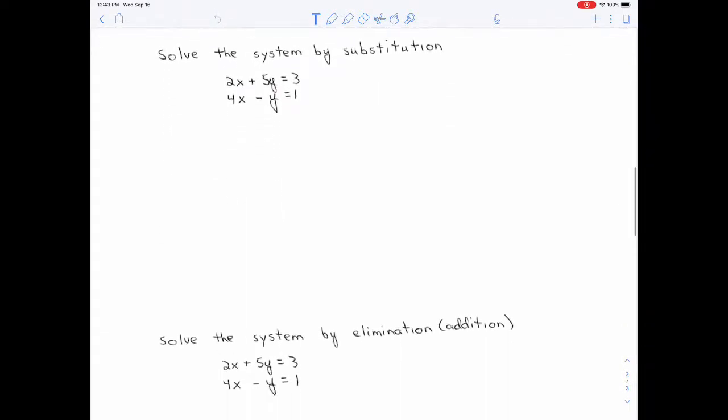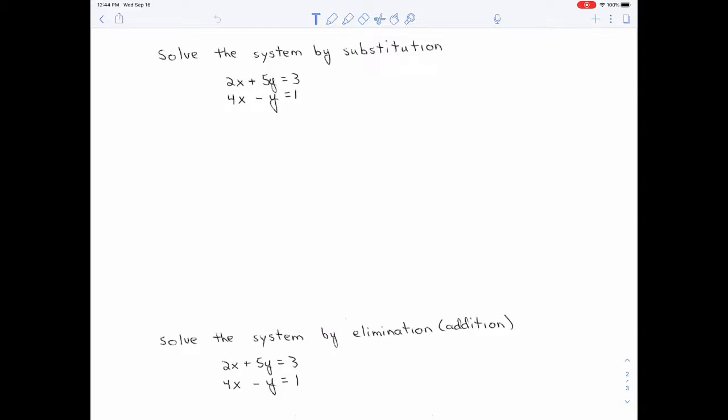So this is the exact same example. We already did it by graphing. Remember, we came up with something like 0.5 comma 0.3 or 1/2 comma 1/3, something like that. You might have come up with like 1/2 comma 1/2. It's not going to be real precise. But anyway, let's solve this by substitution.